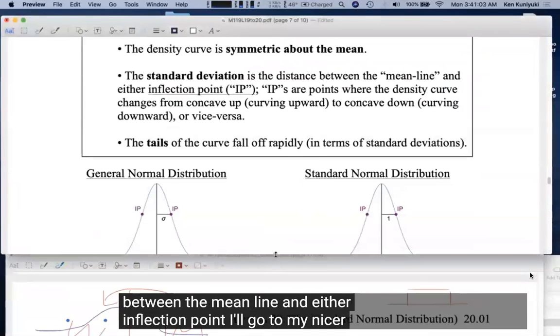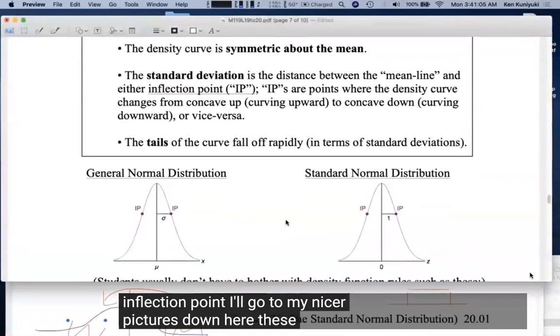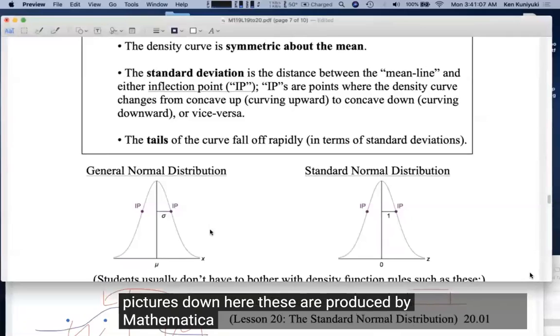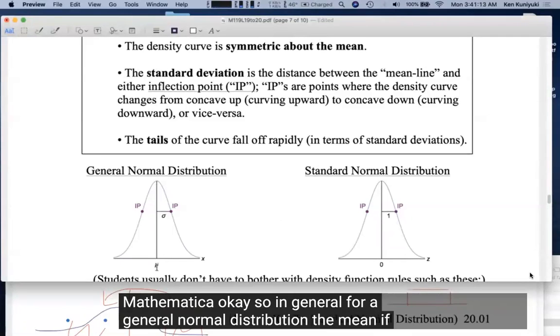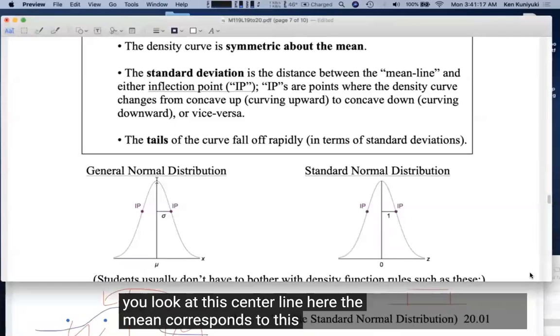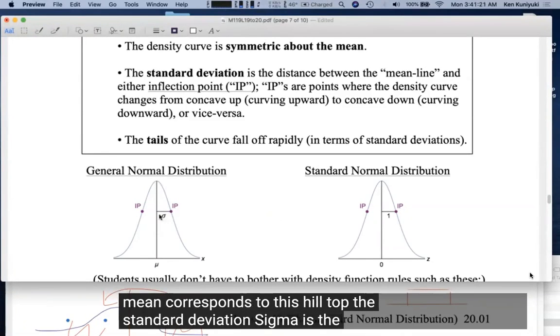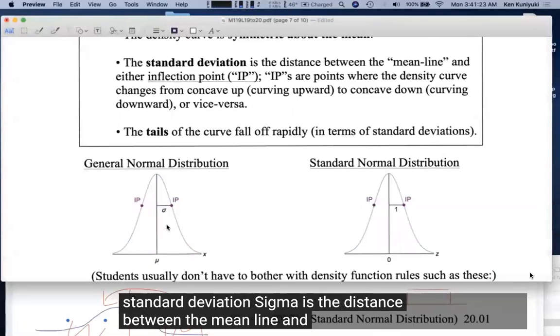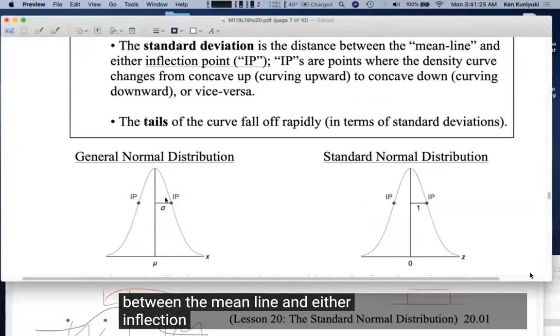I'll go to my nicer pictures down here. These are produced by Mathematica. So in general, for a general normal distribution, if you look at this center line here, the mean corresponds to this hilltop. The standard deviation, sigma, is the distance between the mean line and either inflection point.